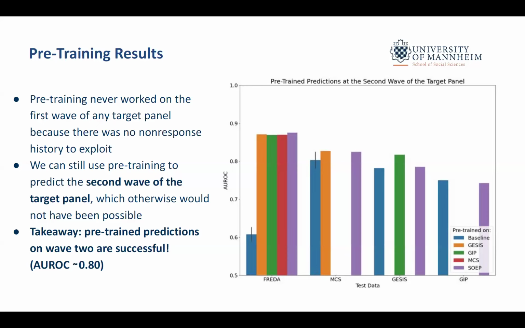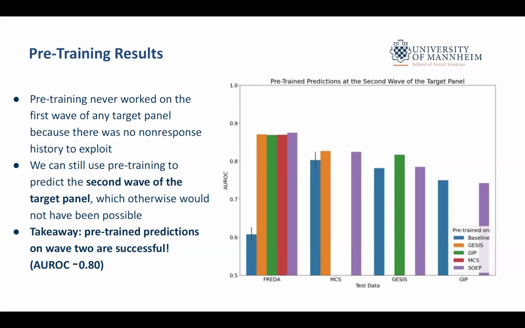How well did they all do in that second wave, given that the first wave is never any good because there is no non-response history to use? But from the second wave onwards, we start to see better results. How well did everything do from the second wave onwards? You can see some area under receiver operator curve scores ranging from about 0.6 to about 0.88. So pretty good. And we have the baseline here, which is what if we had just used the panel's own data, and you can see some fairly substantial gains in performance, especially with regard to Frida.